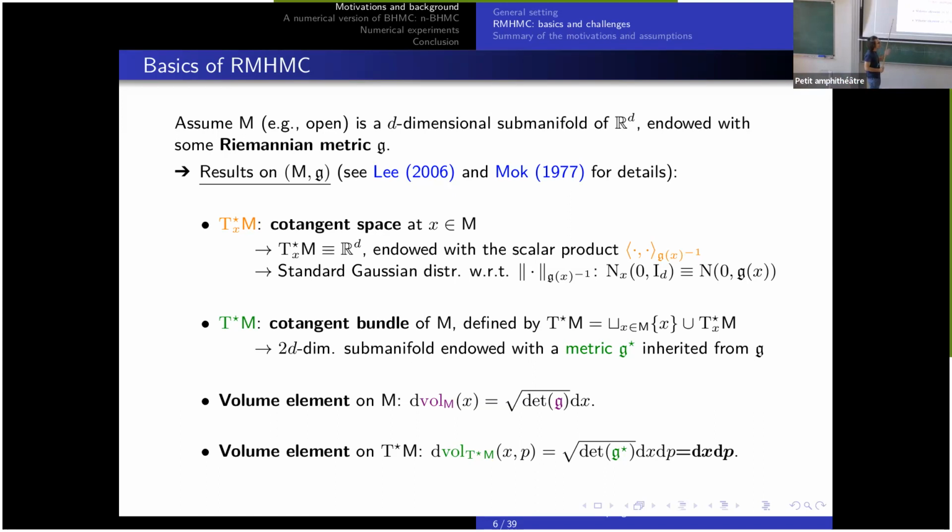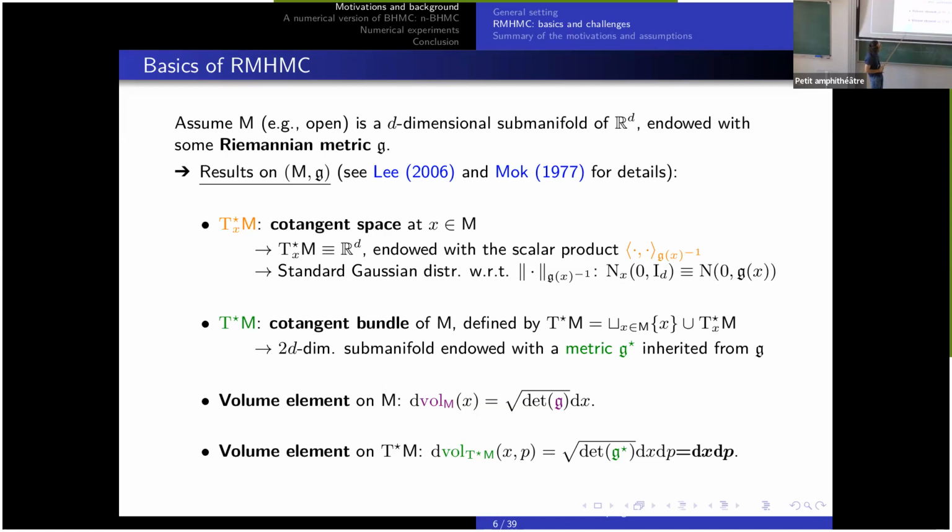It's really much simpler to generalize HMC by considering the cotangent space. The cotangent space of my manifold at a point X is just the dual of my tangent space at X. And since I handle a D-dimensional manifold, you can identify this set with R^D, right?